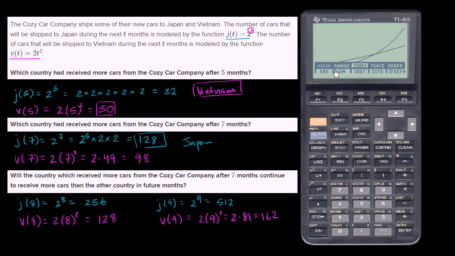So you definitely see that earlier on the quadratic has higher values, and you see that right over here. After 5 months, we shipped more cars to Vietnam, but then the exponential passes it up and then just keeps shooting faster at an ever increasing pace.